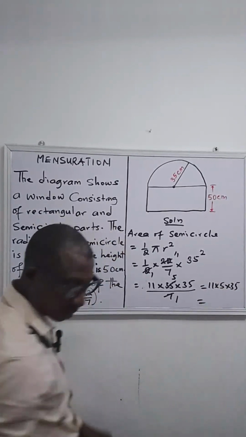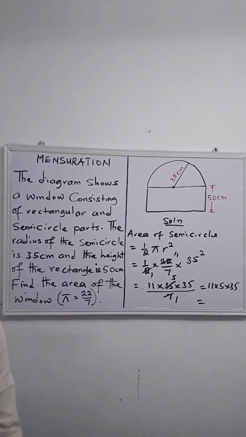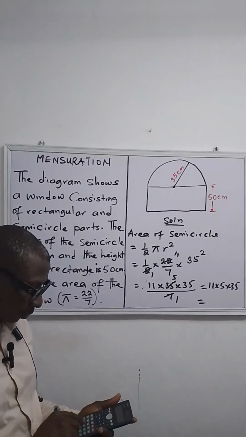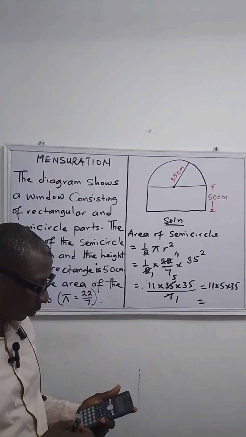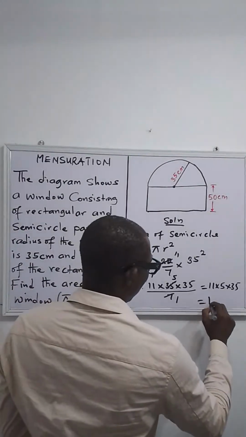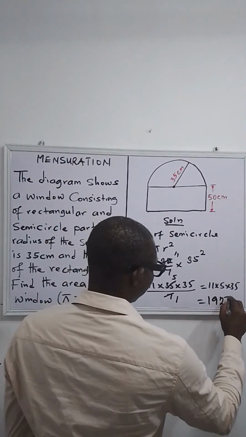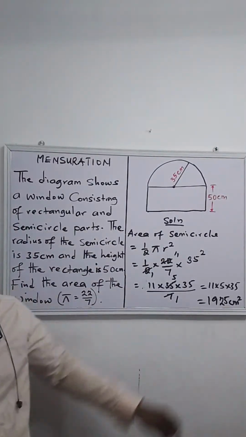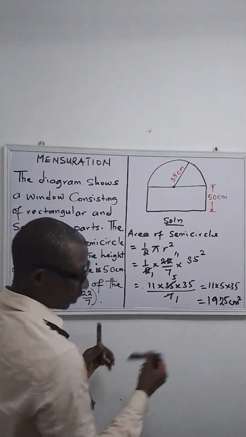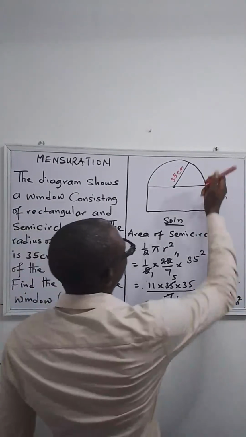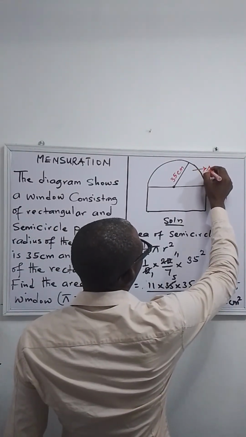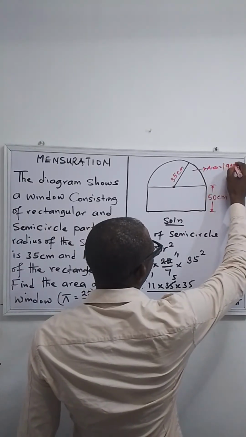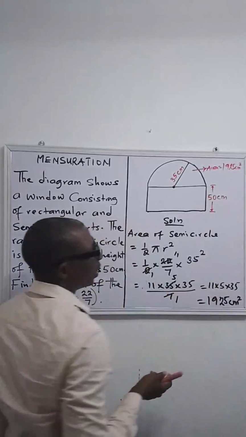So what is going to be the final answer to that? Can you compute that and tell me what the answer is going to be? That's 55 times 35. So that is 1925 centimeter square. Now this is the area of the semicircle. Area of the semicircle is 1925 centimeter square. I hope you understand that.